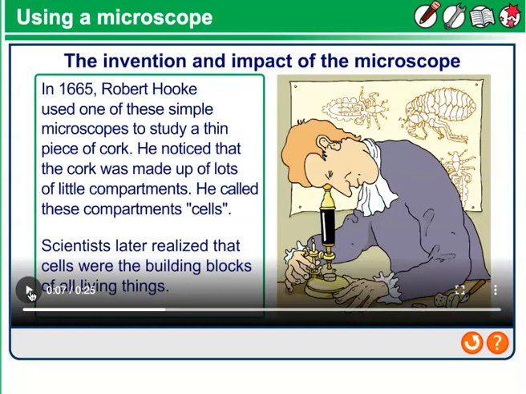In 1665, Robert Hooke used one of these simple microscopes to study a thin piece of cork. He noticed that the cork was made up of lots of little compartments. He called those compartments cells. Scientists later realized that cells were the building blocks of all living things.